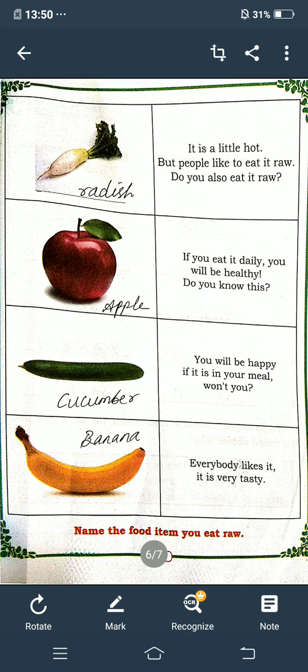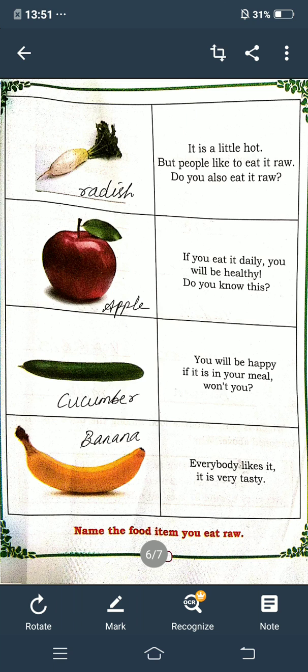Next, what is that? So it is a apple. So it is a fruit. A-P-P-L-E, apple. If you eat it daily, you will be healthy. Do you know this? So if you eat apple daily, you will be healthy.